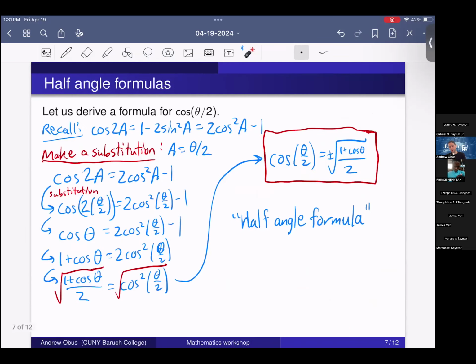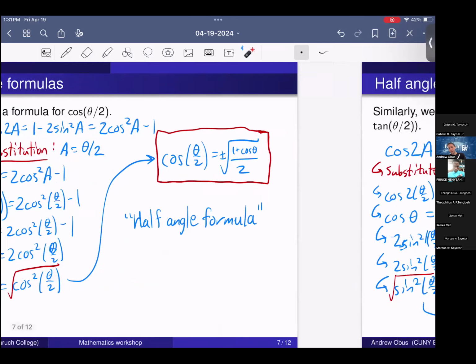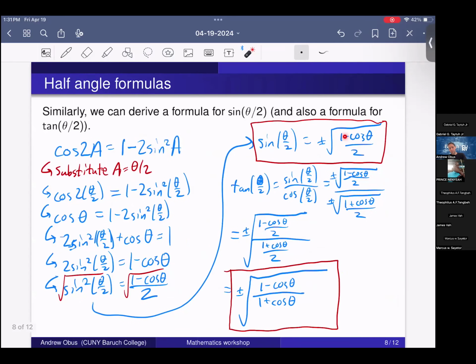We have cosine theta over 2. And next time, I'm going to summarize all of the formulas. So we're going to begin the class next week. I'm going to summarize all the formulas. But for today, we have a formula for cosine theta over 2, a formula for sine theta over 2, and a formula for tangent of theta over 2.